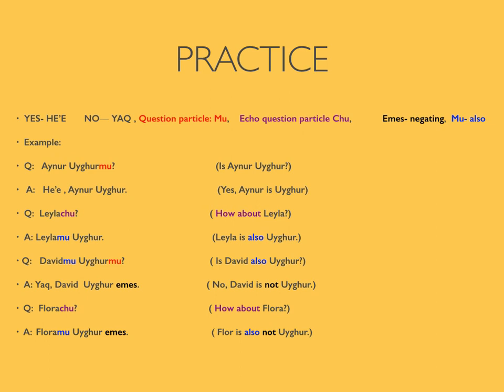And then the question asked, again, echo question, because it's mentioned. Flora chu? How about Flora? Flora mu Uyghur emes. Flora is also not Uyghur. So it's easy to understand. Here the mu, I marked it with a color, so it means also. Flora is also not Uyghur. It's like a very mathematical, logical connection. So it's easy. So let's see a dialogue.